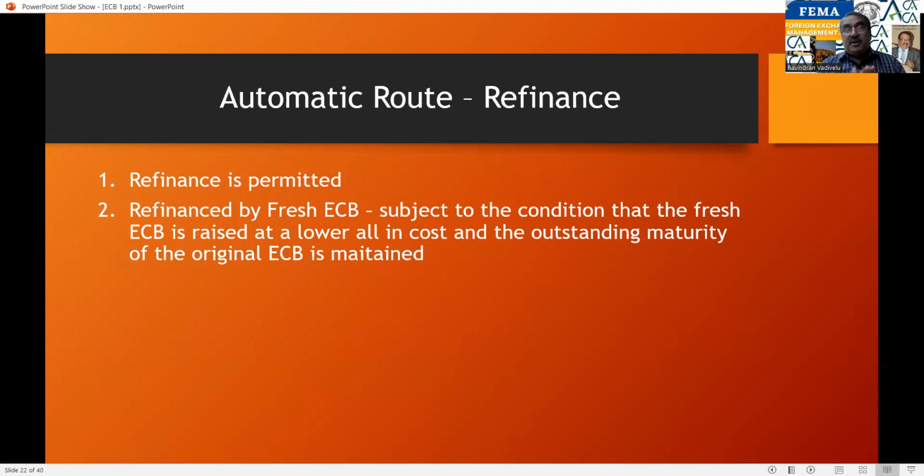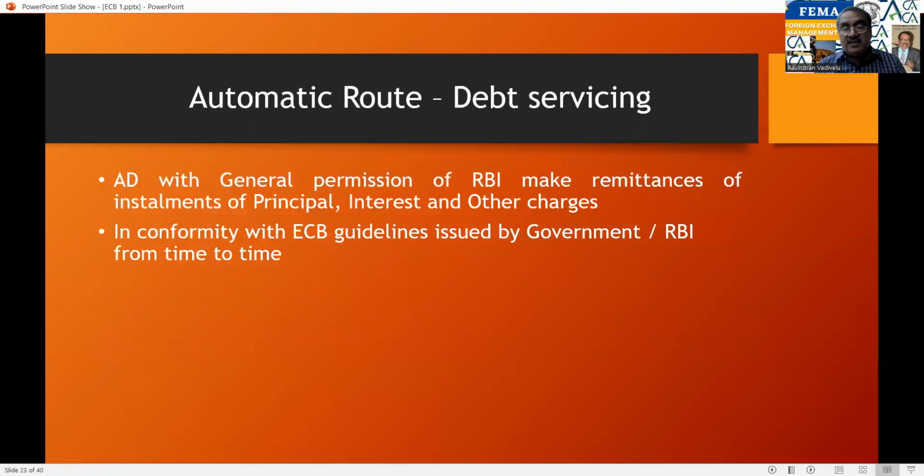RBI is giving permission. You can substitute; even indirectly, we can say that it's a takeover loan. Just like a takeover loan, if the rate of interest and the cost are very low, yes, you can shift to the other ECB, and refinance is permitted under the automatic route. Servicing: the authorized dealer, with the general permission of RBI, can make remittance of installments, principal, interest, or other charges, and it should be in conformity with the ECB guidelines issued by the government and Reserve Bank of India from time to time.